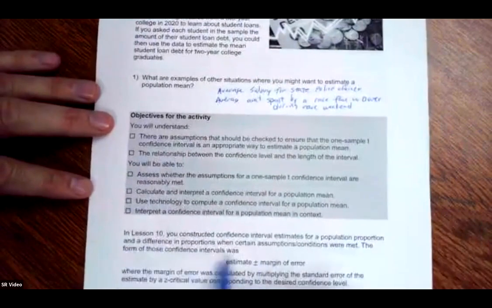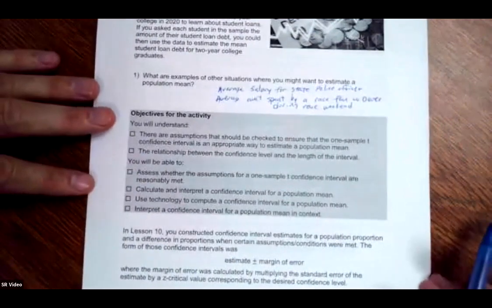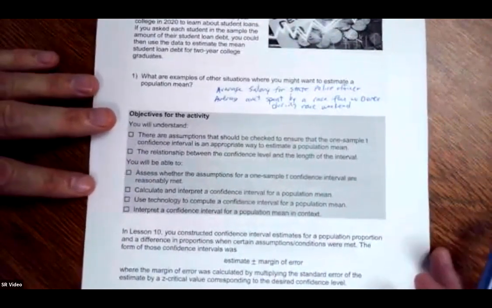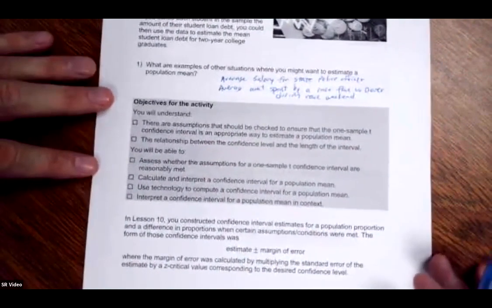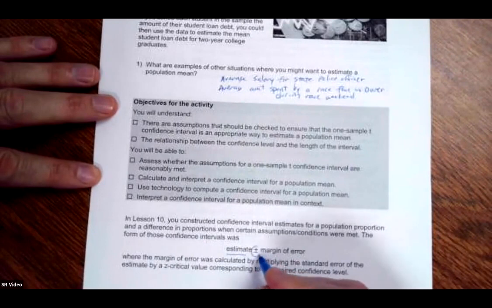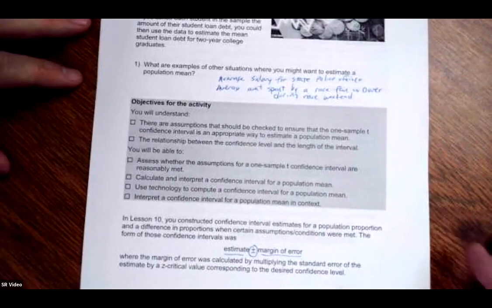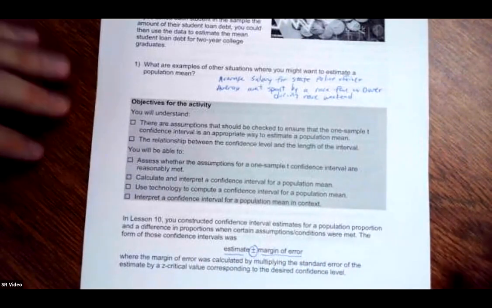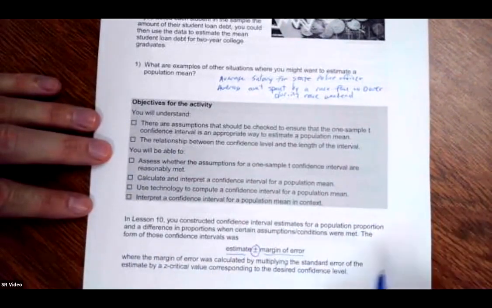So recall in lesson 10, you constructed confidence interval estimates already for a population proportion or percent, and a difference in the population proportions for two populations when certain assumptions or conditions were met. The form of those confidence intervals was some estimate plus or minus some margin of error. In essence, that's how all confidence intervals are created. It's going to be an estimate plus or minus some margin of error. The same is going to hold here as well, where the margin of error is calculated by multiplying the standard error of the estimate by a z critical value corresponding to the desired confidence level.